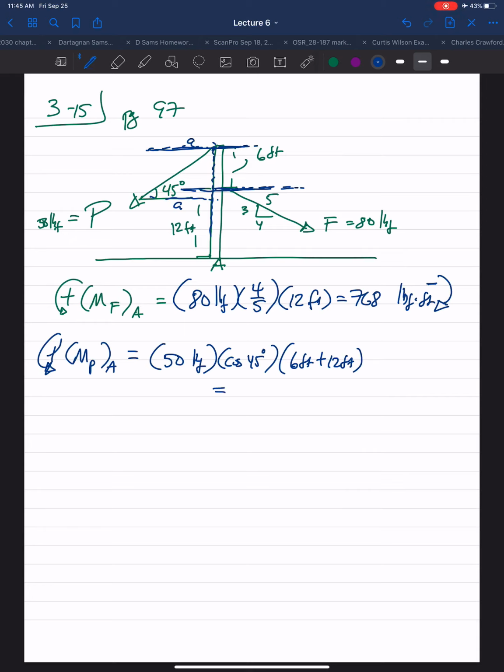This comes to 636 pound force feet. Now this is pulling to the left of point A, causing a counterclockwise rotation, so positive. So the question asks, which way would the pole rotate? Well, since our 768 clockwise rotation is greater than our 636 counterclockwise rotation, it will tend to rotate clockwise.